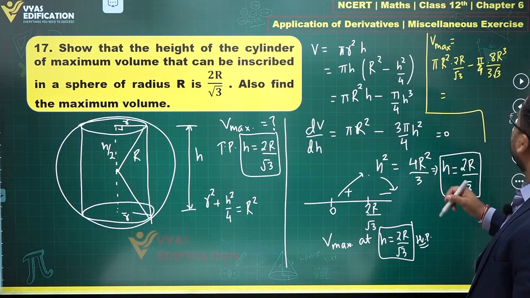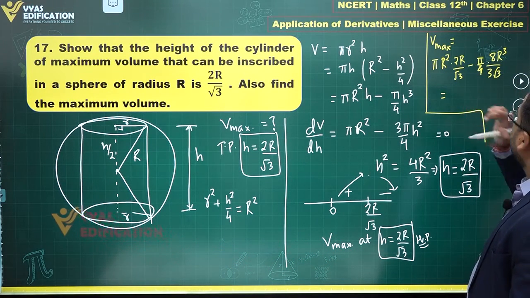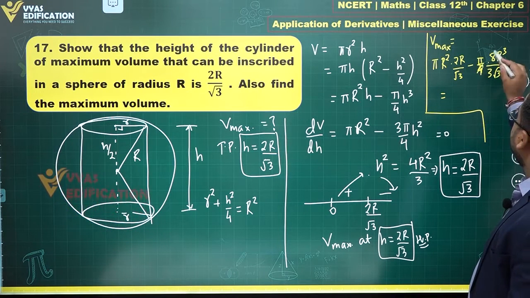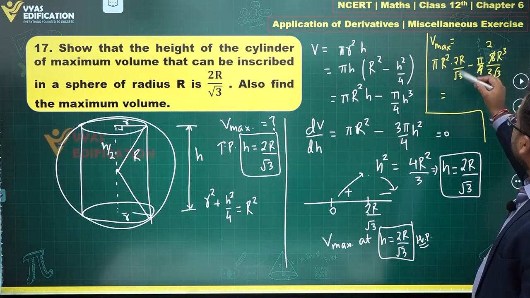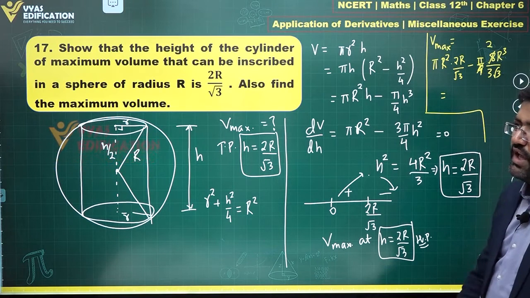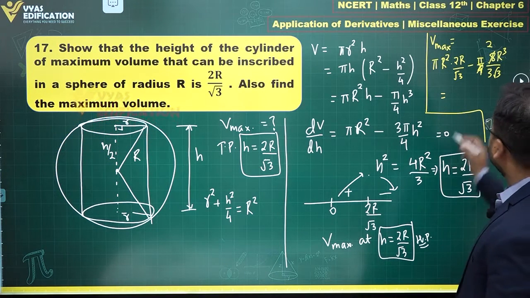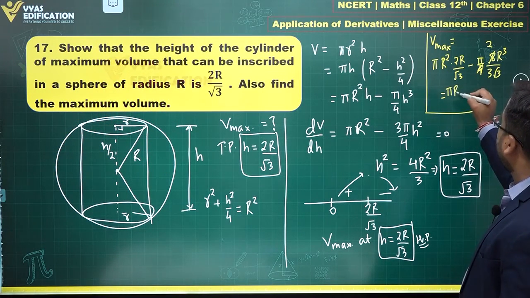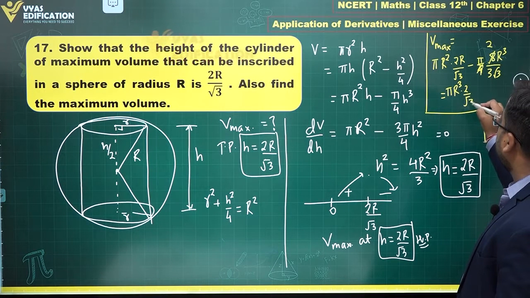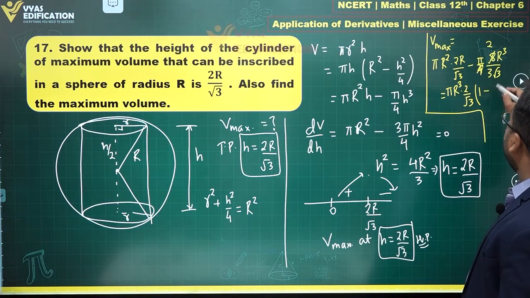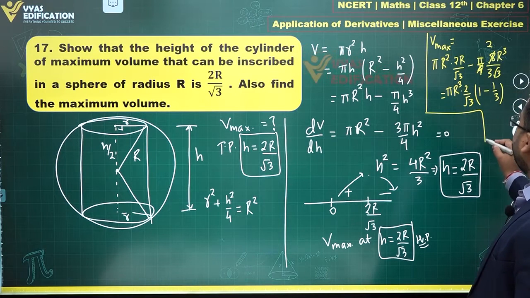What is that equal to? This is pi r cube 2 by root 3, and you have this 2. So 2 by root 3 and 2 by 3 root 3 is what I have. Or you can say that you can take out 2 by root 3, pi r cube 2 by root 3 common, and what will remain is 1 minus 1 by 3. This is 2 by 3 actually.